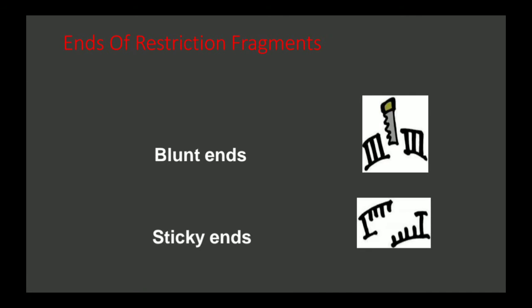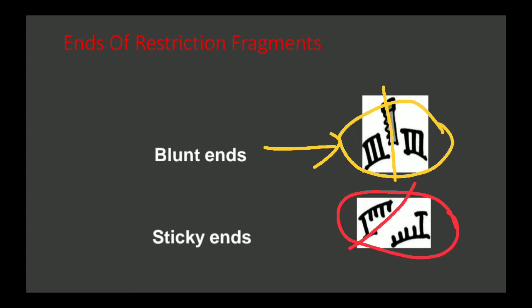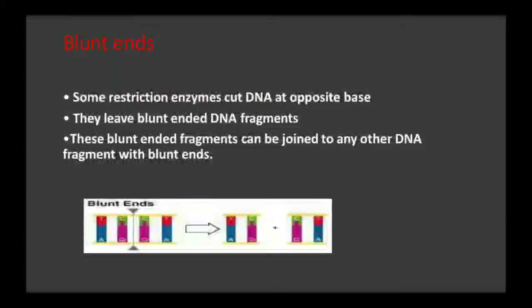What do you mean by blunt end? If it is cut like this, then it is called a blunt end, and a sticky end means if you cut it like this, vertically and horizontally. So this is the sticky end. Please look at the diagram very carefully to understand the difference between blunt ends and sticky ends.